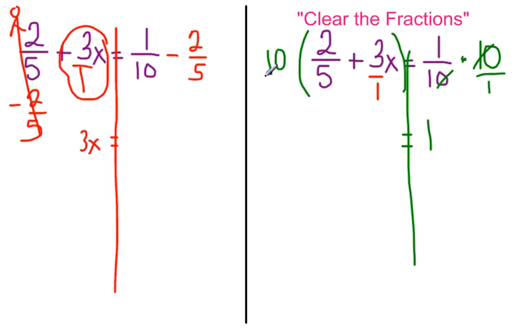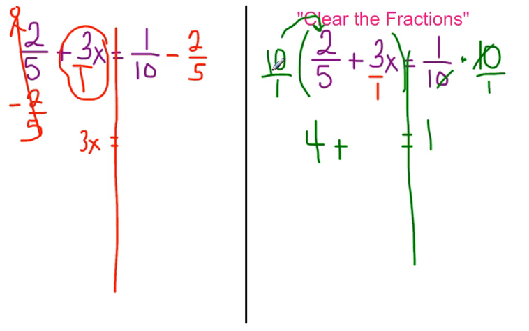Now let's go ahead and distribute this 10. It is a fraction if I write it like this. And what's going to happen here? I'm going to try and do some of this in my head. 10 times 2 is 20. 1 times 5 is 5. So I'm going to have 20 over 5. 20 divided by 5 is 4.